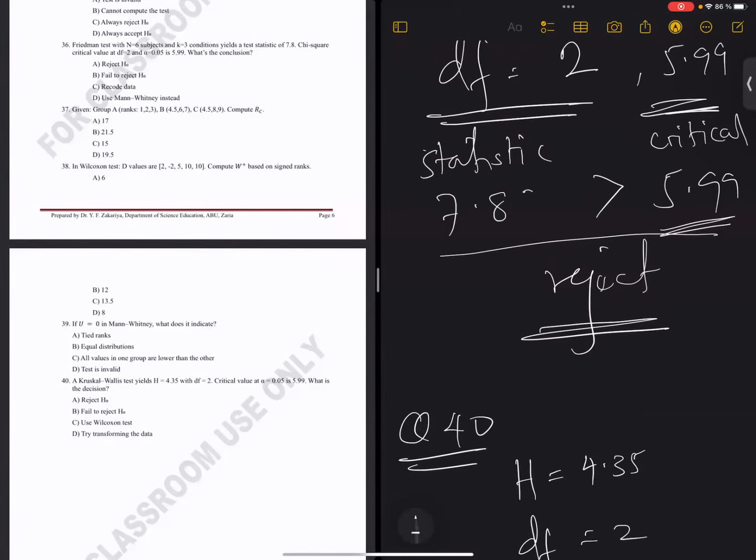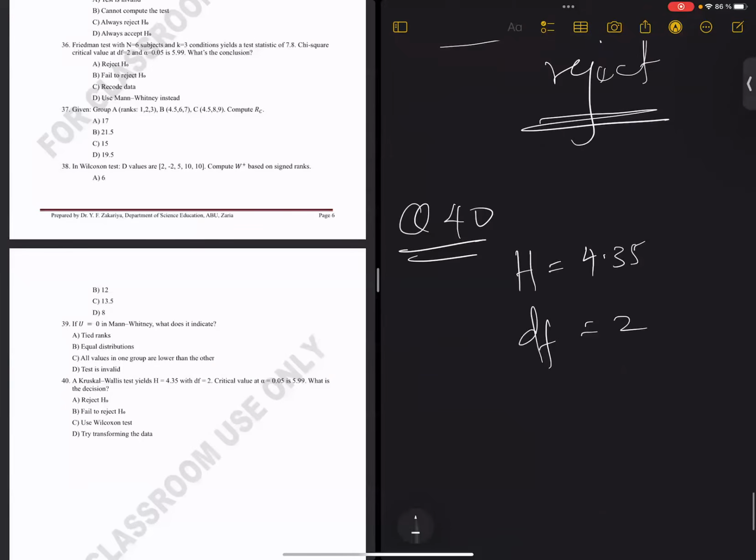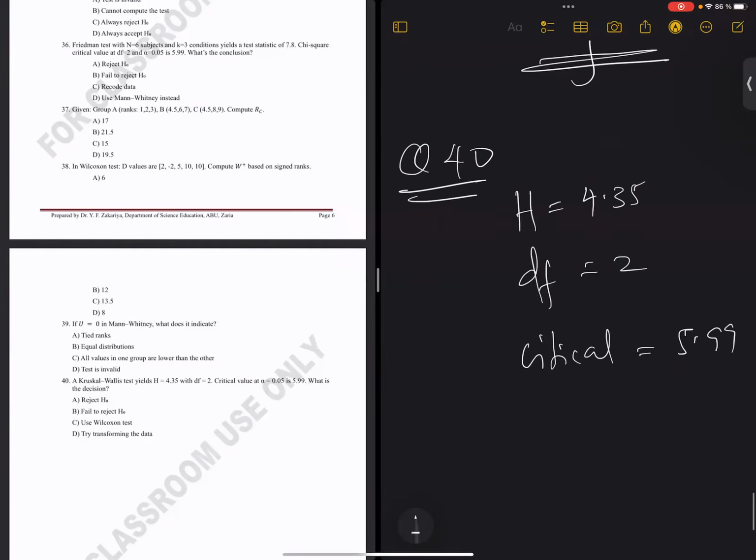It's a good reference that we usually use, especially when we talk about Friedman and over, because we deal with 3 groups most of the time in ANOVA. So maybe you can memorize this. 5.99, you never can know when it can be used. But in any case, that's just by the way. So for Kruskal-Wallis, H is 4.35 and the degree of freedom is 2. Can you see? The critical value at alpha equals 0.05 is still 5.99. So what is the conclusion?